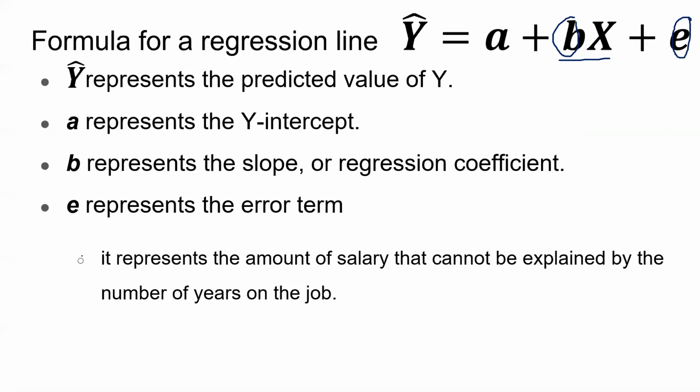So the error term represents the amount of salary that cannot be explained by the number of years of education, excuse me. So it would be what we don't understand, what isn't explained by how many years of education that someone has.